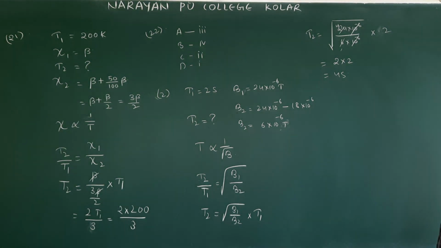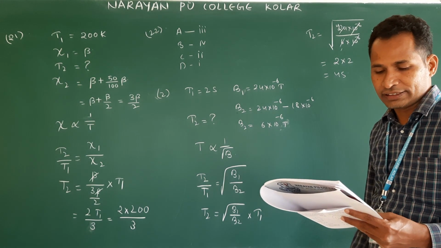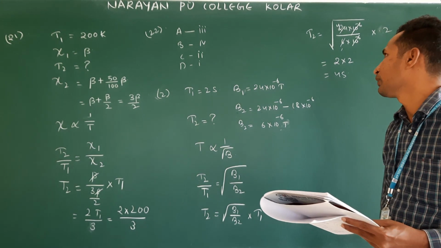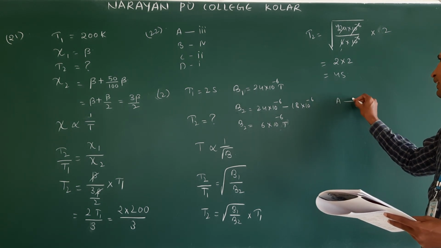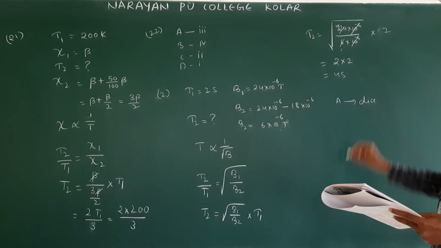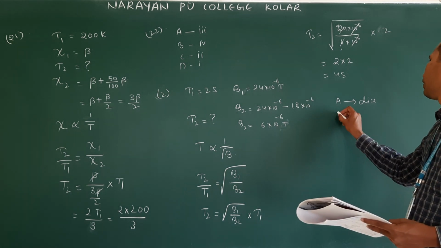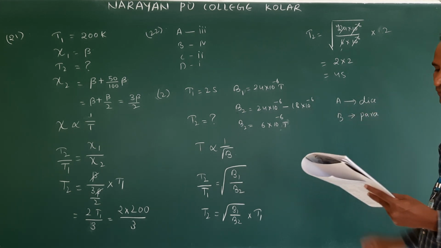A bar magnet is slowly brought near each sample and the following observations are noted. When they brought the magnet to A, how did A behave? It is feebly repelled. Repelled means, how do we decide? A material is a diamagnetic substance, because diamagnetic substances repel the magnetic field lines. Okay, now B's behavior? B is feebly attracted. Less attraction means this is a paramagnetic substance.